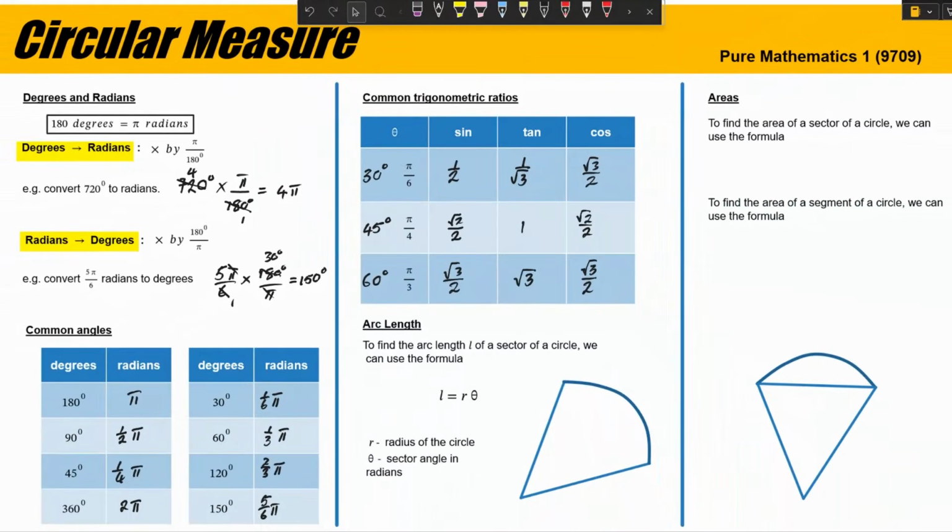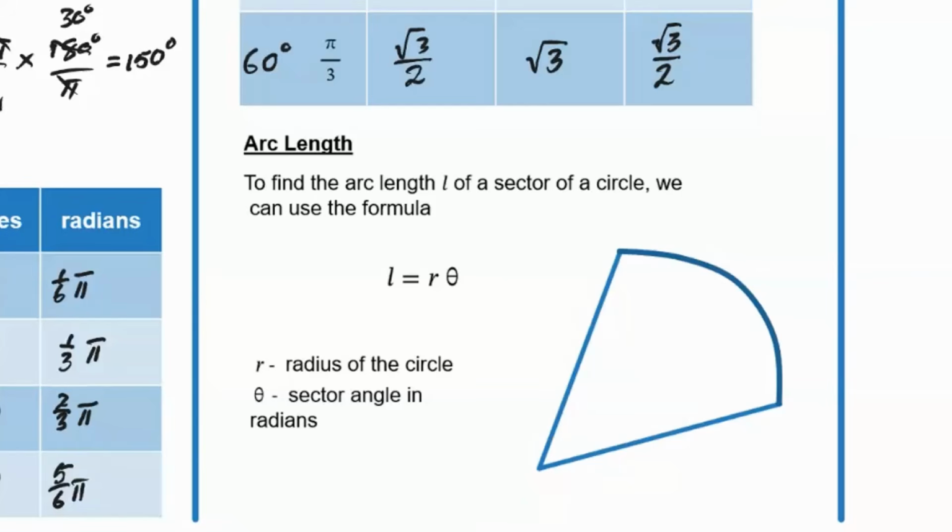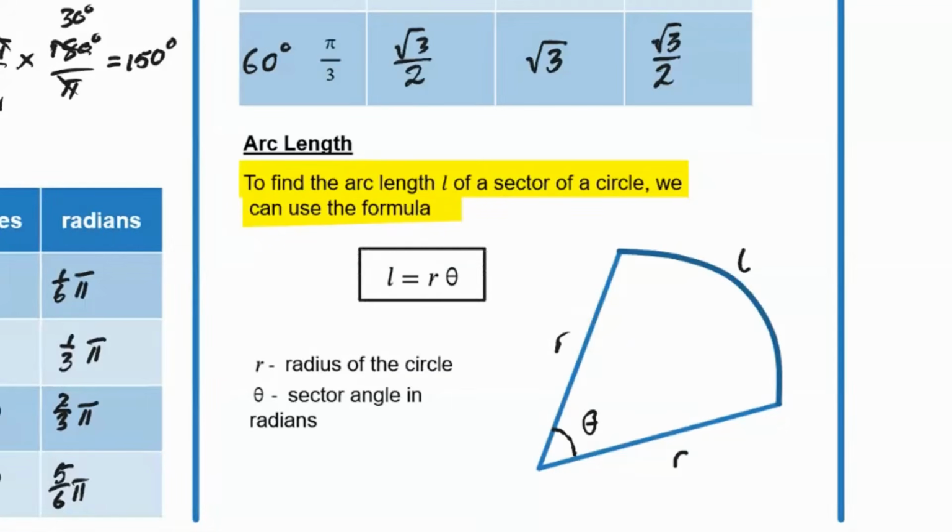Alright, now we want to get into another very important thing when it comes to circular measure, and that is arc length. Consider a sector of a circle in which the radius is r, and we have this angle theta subtended at the center, and we want to find the arc length, which is L here. To find the arc length L of the sector of a circle, we use this formula: L is equal to r theta.